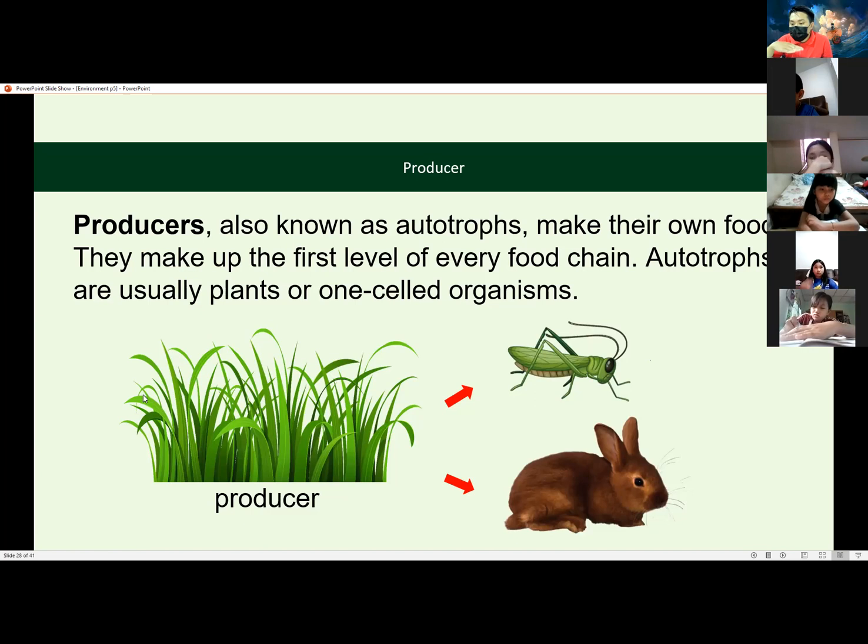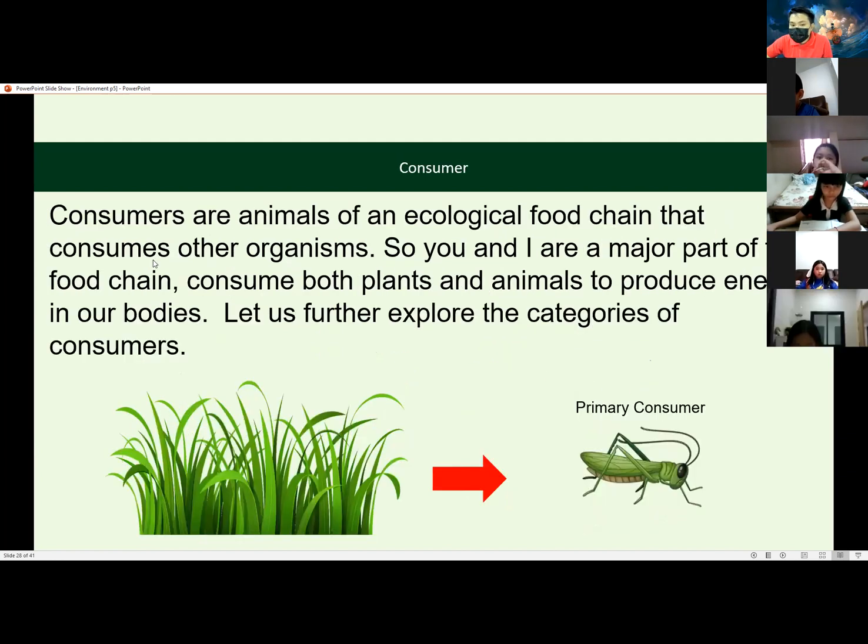Always at the bottom. Like level 1, level 2, level 3, level 4. They are usually plants or one-celled organisms. So consumers are the animals of an ecological food chain that consume other organisms. You and I, we the people, the animals are a major part of a food chain because we consume both plants and animals to produce energy in our bodies.